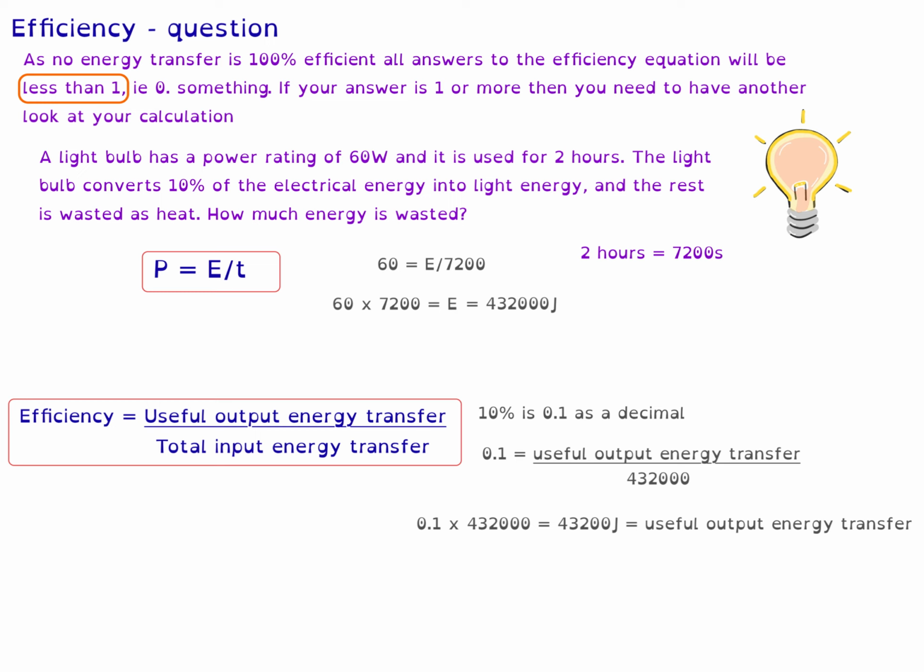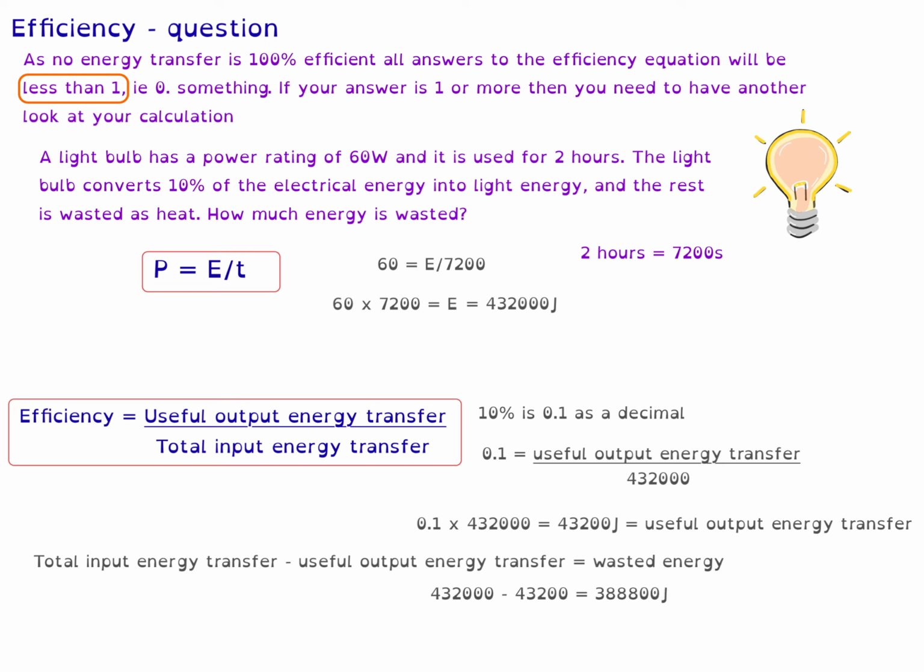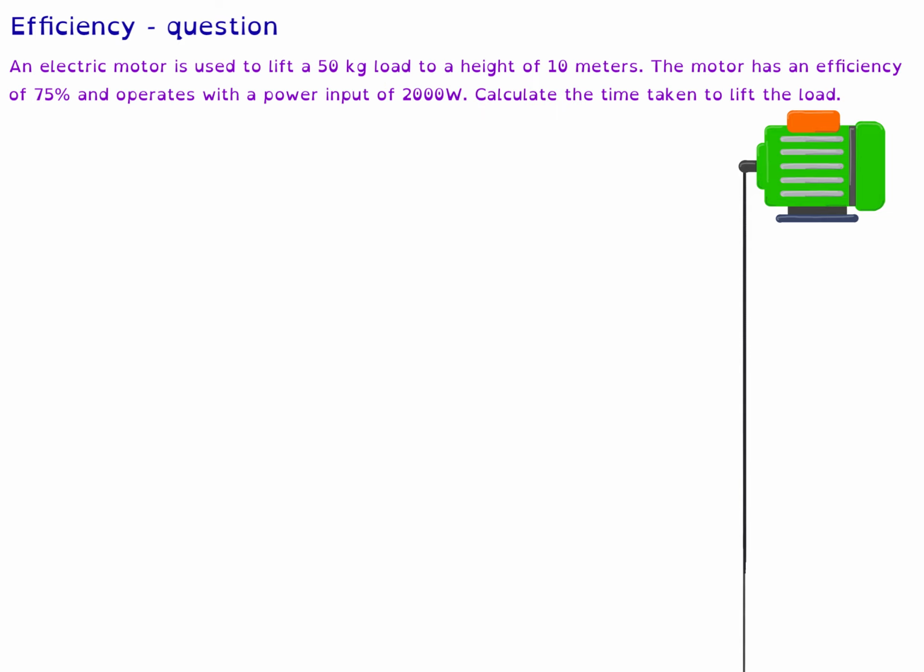But the question wanted the amount of wasted energy, so we now need to calculate that. The total input energy transferred minus the useful output energy transfer gives us the wasted energy. So 432,000 minus 43,200 gives us our answer for wasted energy, which is 388,800 joules.